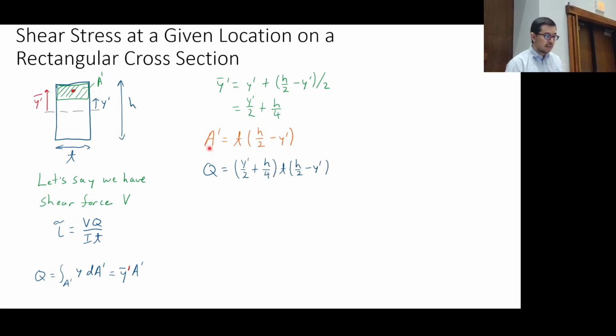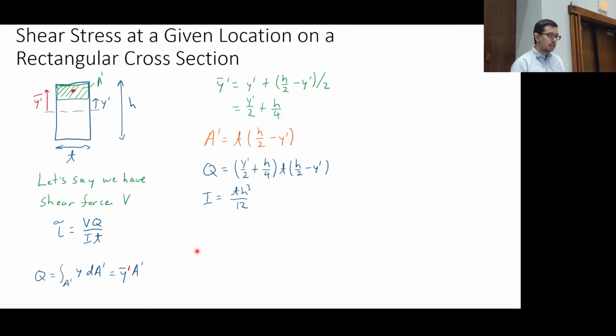All right? And now we figured out q. Q is the hardest thing to calculate for these problems, in my opinion. I, you already have experience calculating. I is going to be t h cubed over 12, right? That's for the entire rectangular cross section.